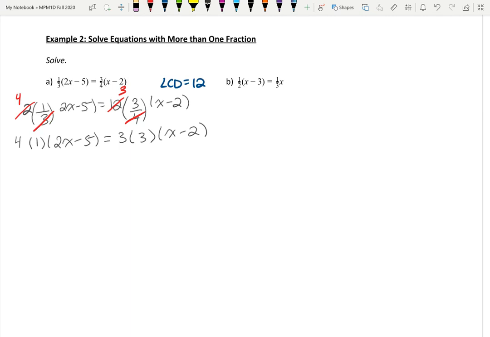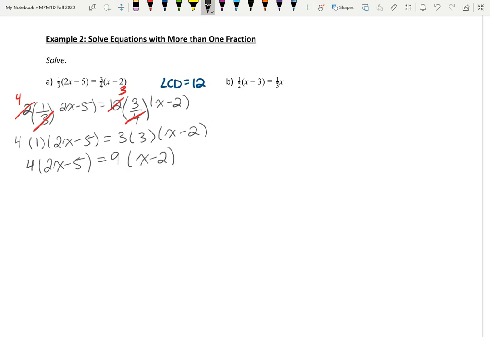Okay, on my right side, I want to get rid of my denominator 4. So again, 12 divided by 4 is equal to 3. I have 3 left over. So I'm rewriting my 3 down here. This 3 is rewritten here. And then my binomial here is written down here. Okay. Next line, 4 times 1, 4, times 2x minus 5 is equal to 3 times 3 is 9, x minus 2.